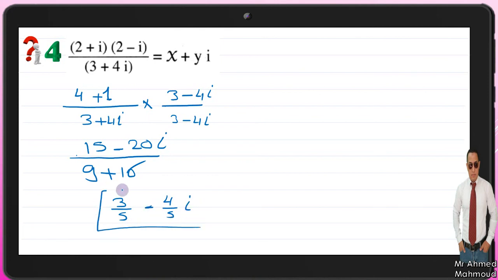Now this is a number in the simplest form. Therefore, from this number, this is x and this is y. x equals 3 over 5 and y equals negative 4 over 5. Example 7.